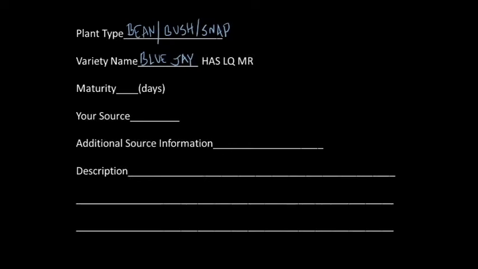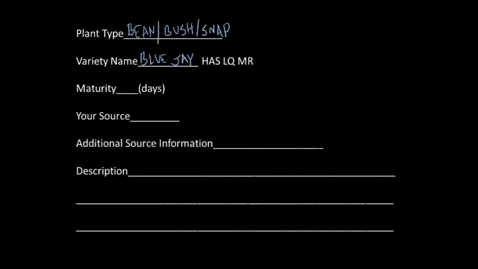So for the Blue Jay bean, the three designations I should say are has, which means you have enough of the seed to fill at least 10 seed requests. LQ means you have it in limited quantities. You can not quite fill 10 requests. LQ means you're only offering it to other listed members, with the hope that other listed members will then grow it out and offer it in the yearbook.